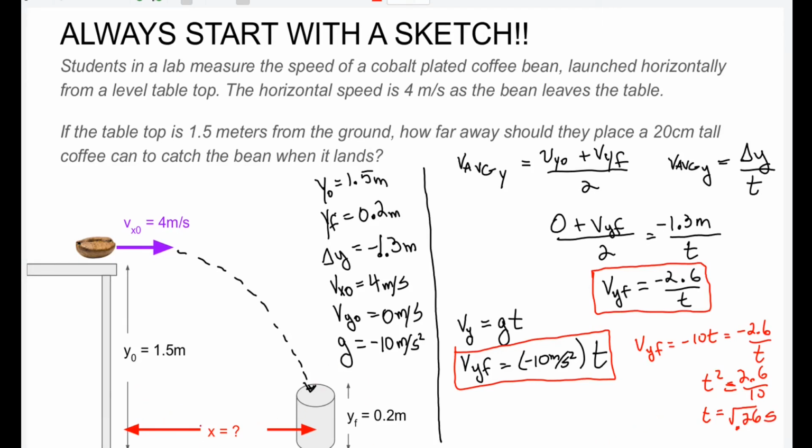So now how far will we need to place the coffee can? Well, I know that how far the bean travels is how fast it's going times how long it goes that fast. And that's not changing because there's no force accelerating this bean horizontally. It's just going to retain that same horizontal speed. So this will be 4 meters per second times the square root of 0.26 seconds. Notice that 0.26 is very close to 0.25 or a quarter, and the square root of a quarter is a half. So 4 times a half, we know that this needs to be approximately 2 meters.